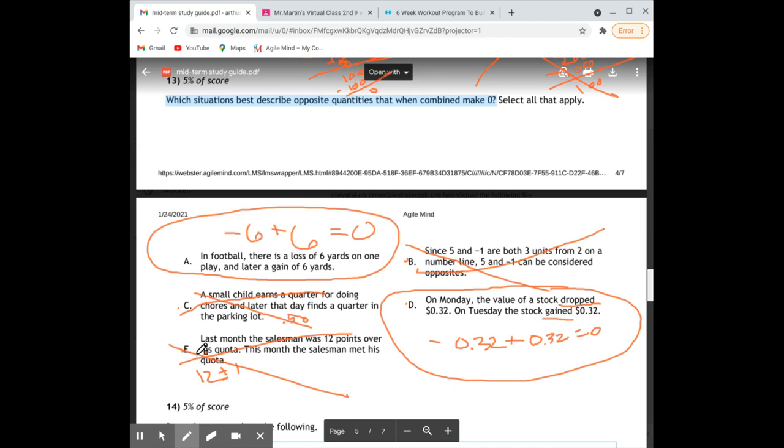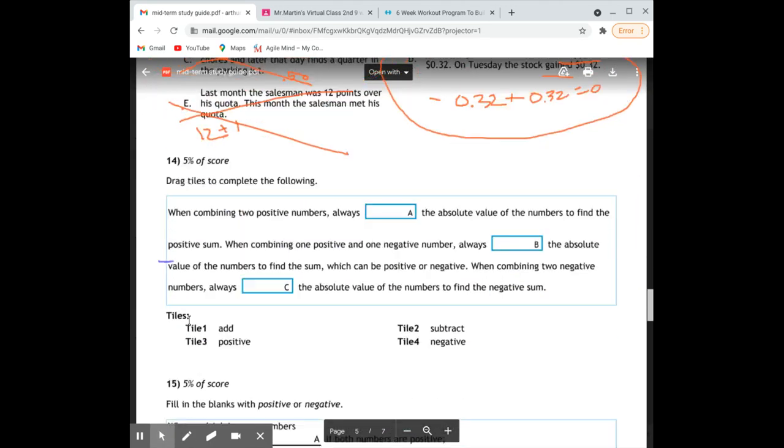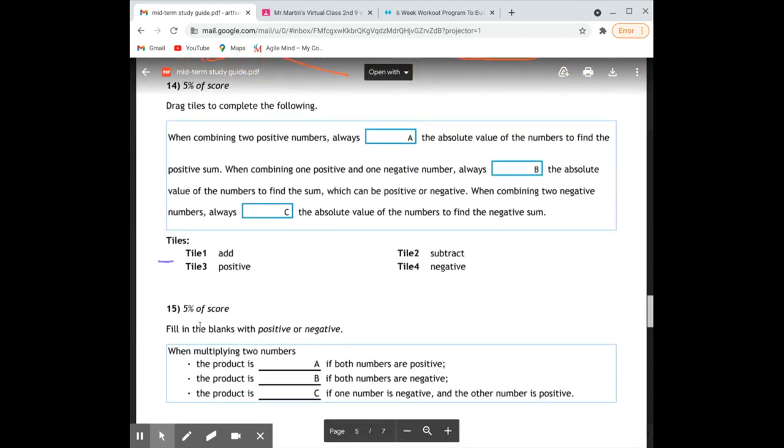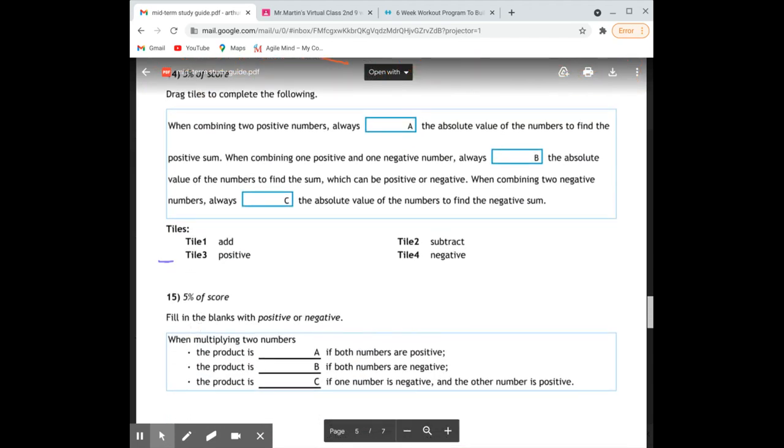So our only possible answers should be A, a loss of 6 yards and a gain of 6 yards, and D, a drop of 32 cents in the stock and a gain of 32 cents in the stock. All right, moving on along to number 14. Can you read this, please, ma'am?